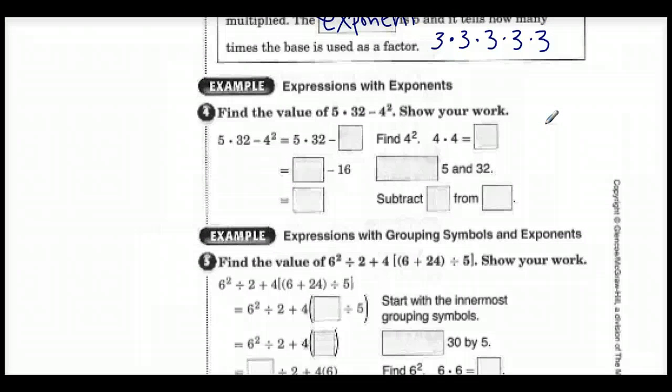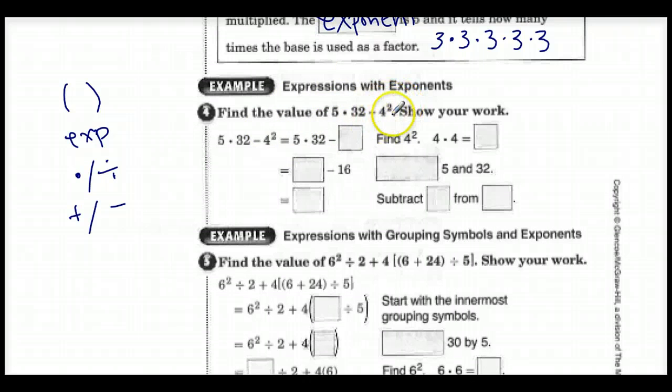Example 4, find the value of 5 times 3 squared minus 4 squared. Show your work. Now, remember, the order of operations goes grouping symbols, exponents, multiply and/or divide, add and/or subtract. So first things first, we see no grouping symbols, okay?